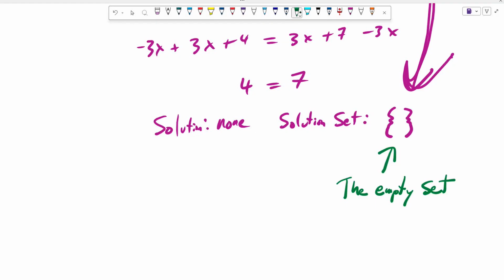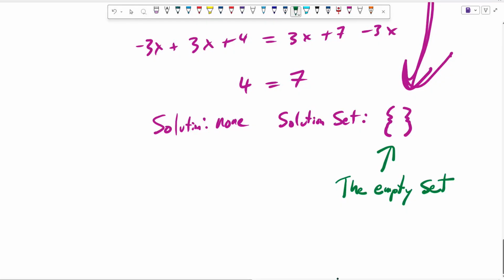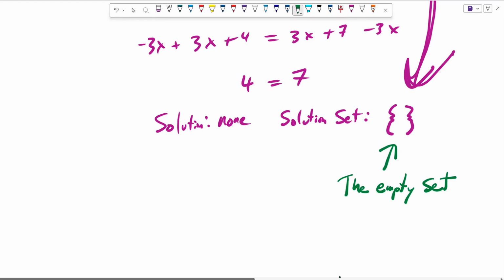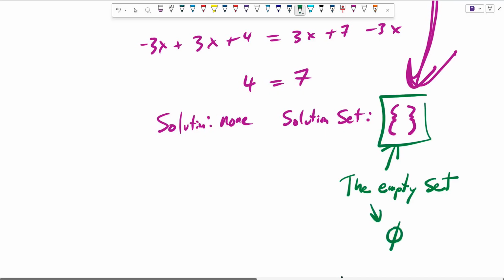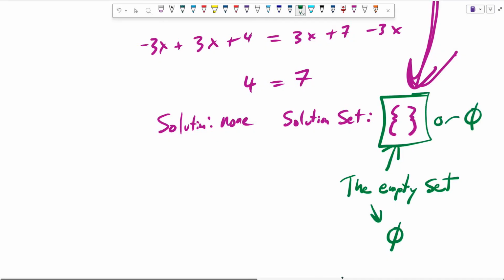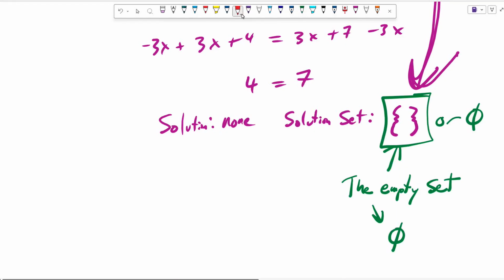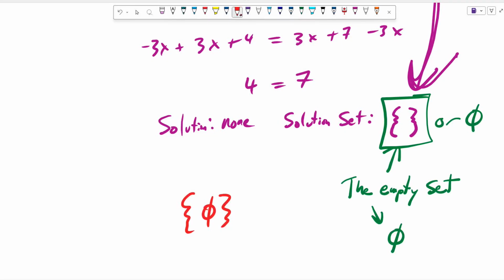In fact, this is a very important set. Its own name is called the empty set. And it's so important we give it its own symbol. It's a circle with a slightly diagonal line through it. This is also the empty set. You could either write this as your solution set, or you could write this as your solution set. It's simply the empty set. In fact, it's one of the most important sets in all of mathematics.